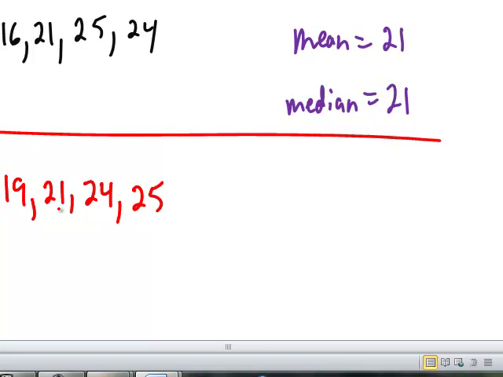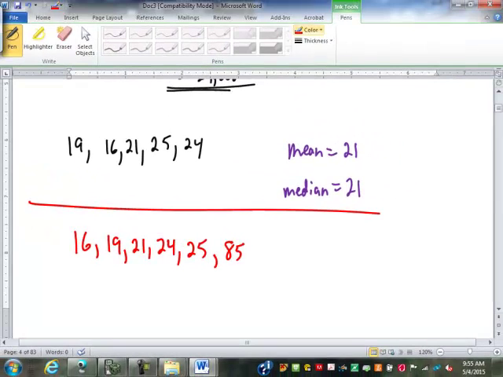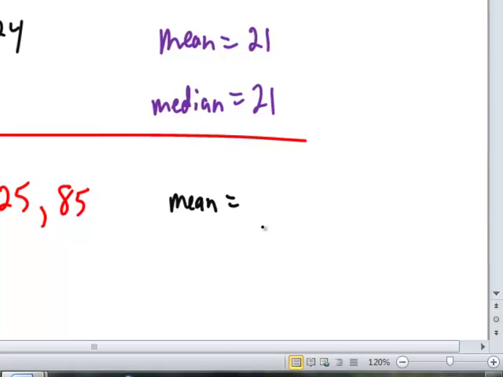We know that has a mean of 21, but I'm going to add another number to it. Right there. Now, when I go to find the mean, if I add all those up, what do I get? I get 190. And of course, it's going to be divided by 6. So that's going to be what? 31.67 is now the mean.